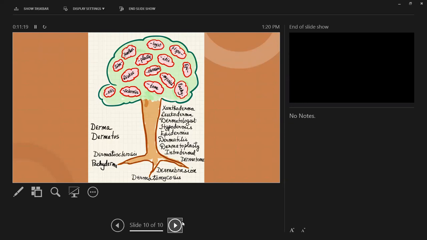Dermatitis, inflammation of the skin. Dermatoplasty, restructuring of the skin. Intradermal, within the skin. Dermatome, an instrument used to cut the skin. Dermabrasion is to scratch the skin. Dermatomycosis, fungal infection of the skin. So that ends the word trees for the oral exam for the midterm for Bio 22.